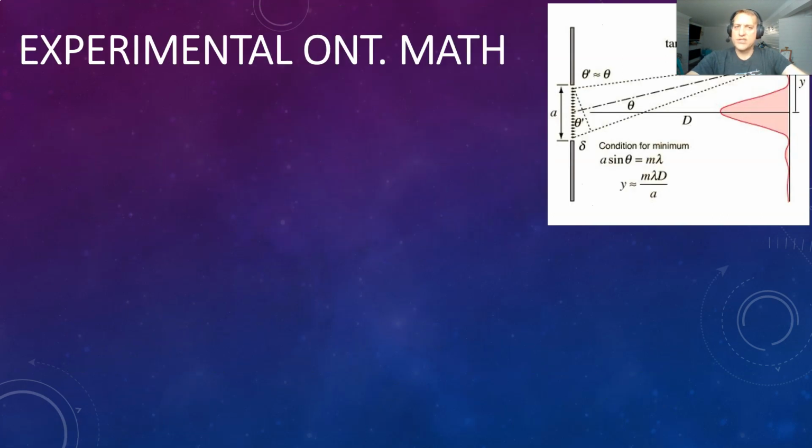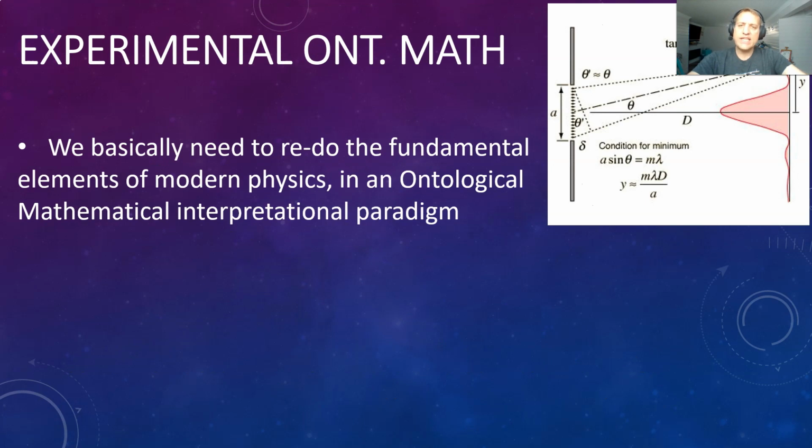With that, so experimental ontological math, we basically need to redo the fundamental elements of modern physics in an ontological interpretational paradigm. So basically, where does modern physics start? It starts basically with figuring out what these experiments mean. That's basically where it starts, with something like the double slit experiment, the interference pattern, figuring out the wave nature of a photon and how that has its results. It's basically one of the major underpinnings of modern physics. And it started to fall apart, as I said, with Einstein and relativity, and then subsequently after that with quantum mechanics.